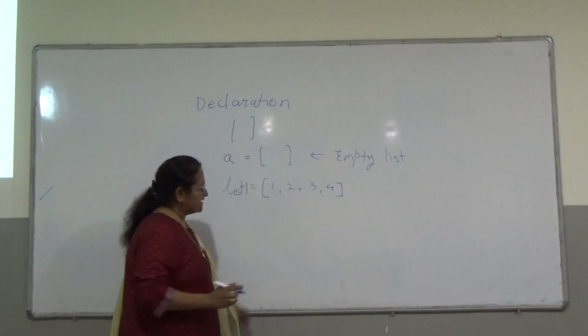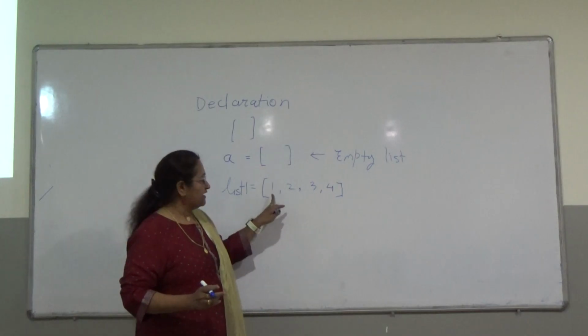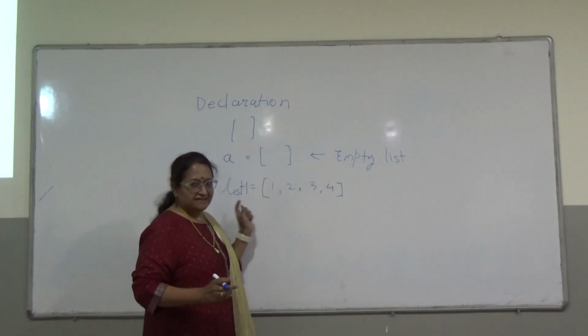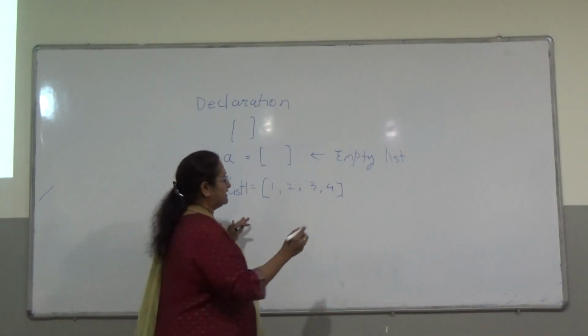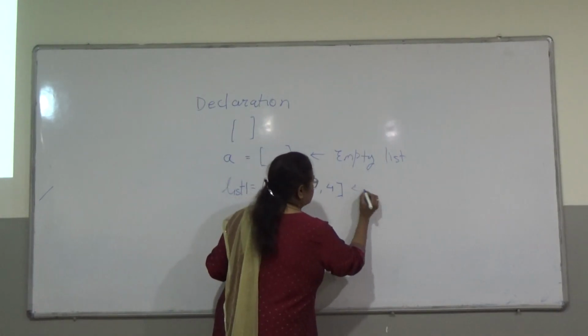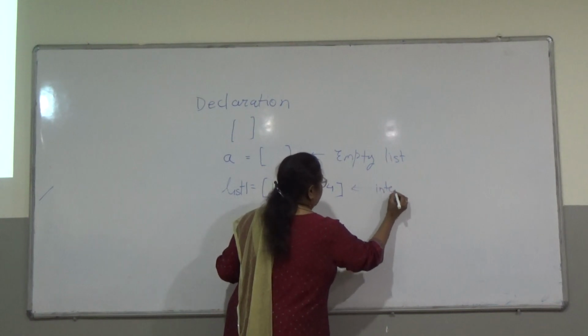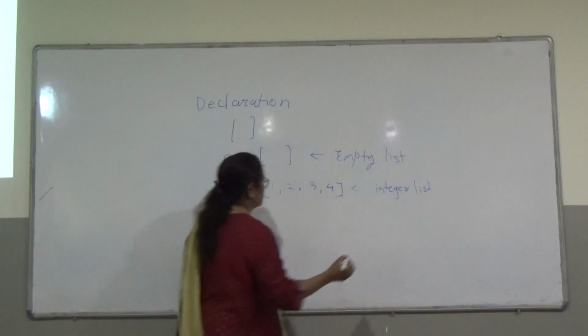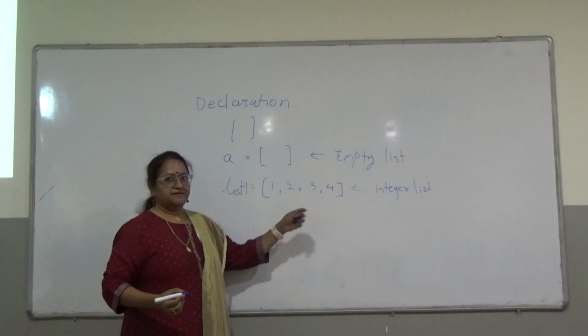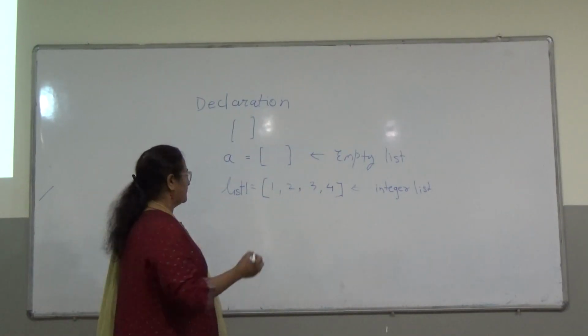So here you can see clearly that there are 4 elements in the list, all separated by a comma. And this type of list is an integer list. Why is it an integer list? Because all the data items are integer values.